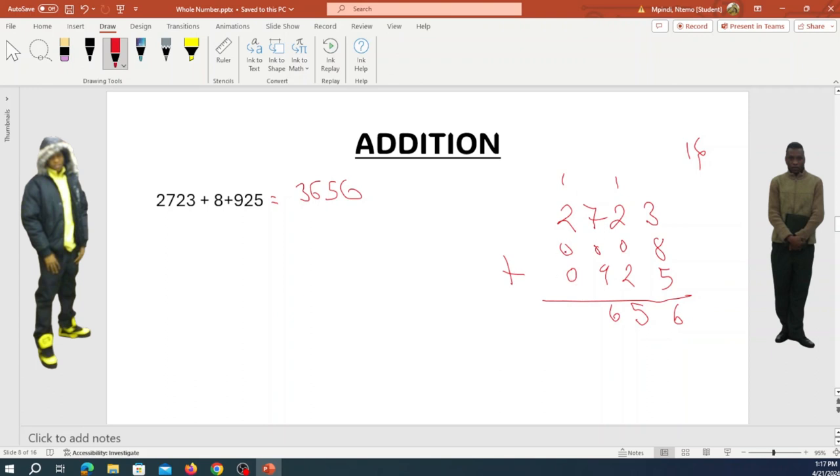0 plus 0 equals 0. 0 plus 2 equals 2. Plus the 1 on top equals 3. So the same answer, okay? That's how we do it. Okay? So we're going to do the next exercise, all right?